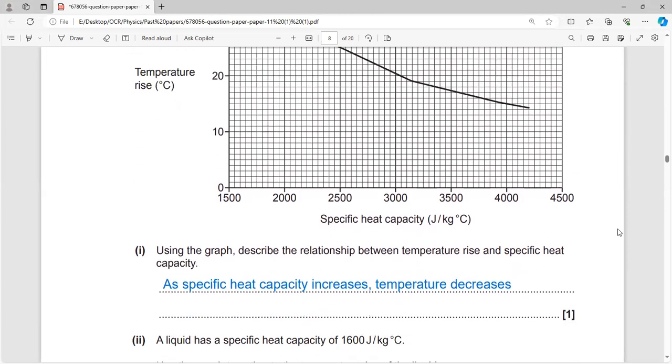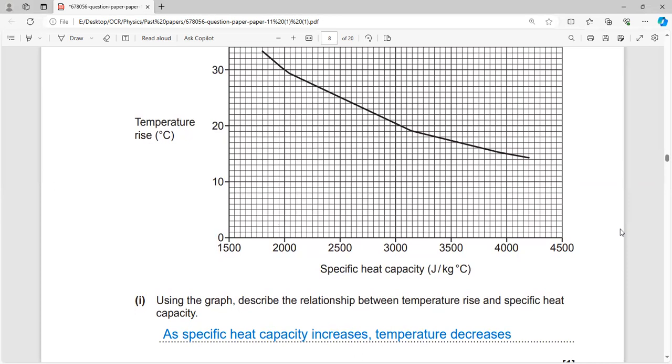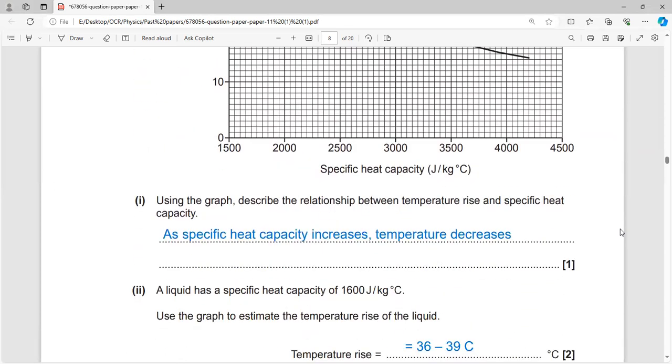Now the question: using the graph, describe the relationship between the temperature rise and the specific heat capacity. You can see that as the specific heat capacity increases, the temperature rise decreases. Things with a high specific heat capacity resist an increase in temperature, so their temperature stays the same or there is a high resistance to temperature increase. So overall, you can describe the graph as: as the specific heat capacity increases, the temperature rise decreases. That's one answer.